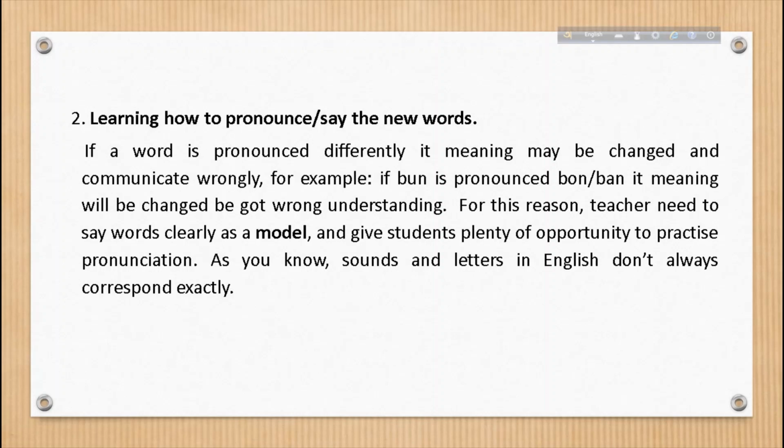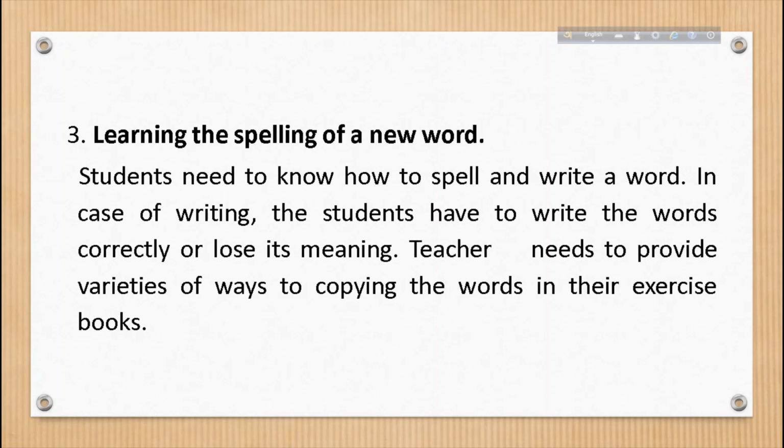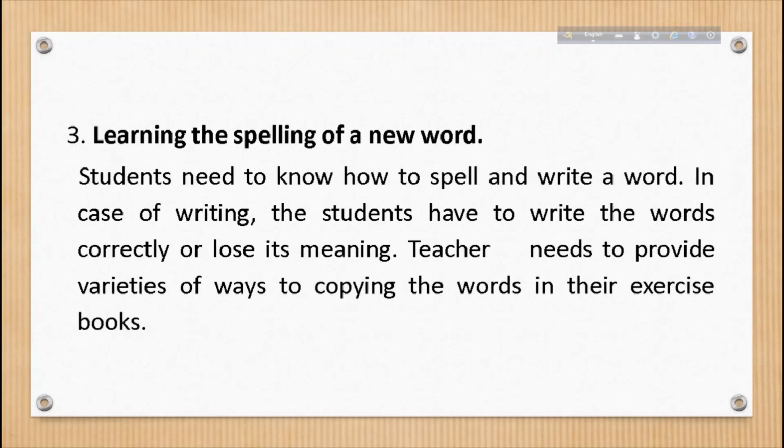As you know, sounds and letters in English don't always correspond exactly. So pronunciation is very important, and learning the spelling of the new word is also important. Students need to know how to spell and write a word. In writing, the students have to write the words correctly or they lose their meaning. The teacher needs to provide a variety of ways of copying the words in their exercise books.